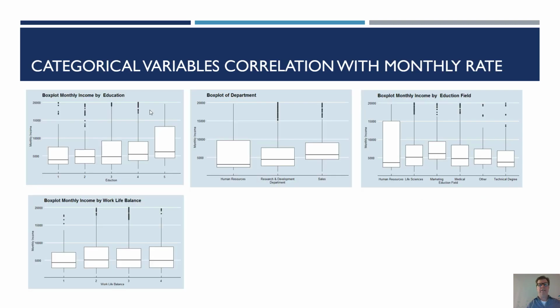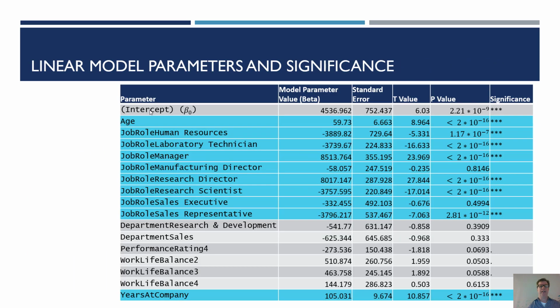In terms of other fields that predict the monthly rate, having a higher education, being in the sales department versus the human resource department, or being in marketing as education field, which correlates with the sales department, gives you higher income, while being in human resources gives you lower income. Also, one of the interesting findings was that having a lower work-life balance also meant you tended to have a lower rate, but it could be the other way around, that the employees with the lower work-life balance also had less income. It's hard to tell what causation is there.